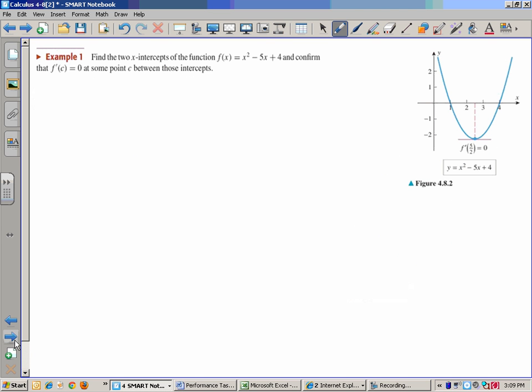So find the two x-intercepts of the function x squared minus 5x plus 4, algebra 1, and confirm that f prime of c equals 0 at some point between those intercepts. So we're going to go ahead and factor this, favorite F word ever, factor, and we're going to get our x-intercepts of 1 and 4. Okay.